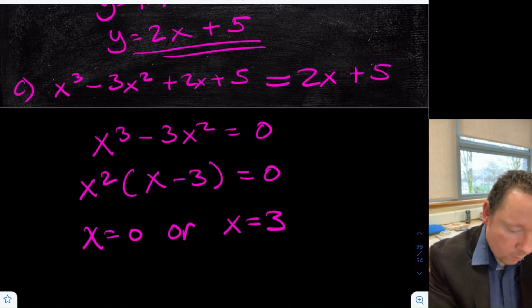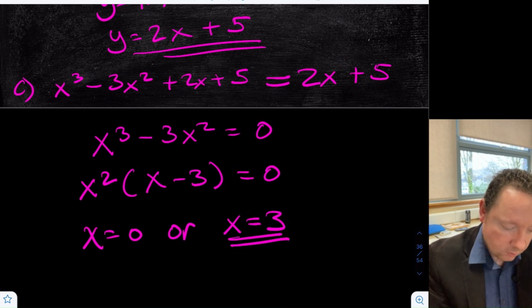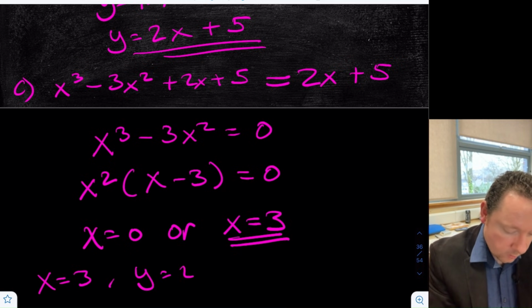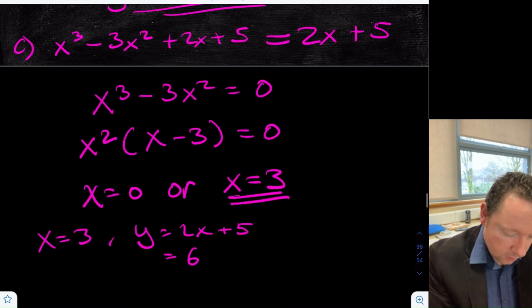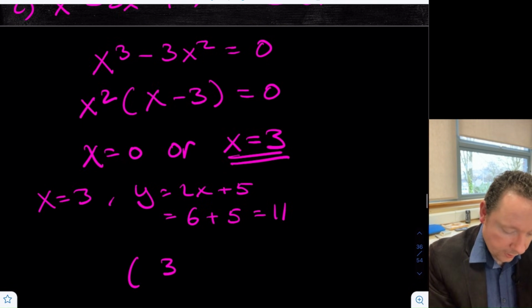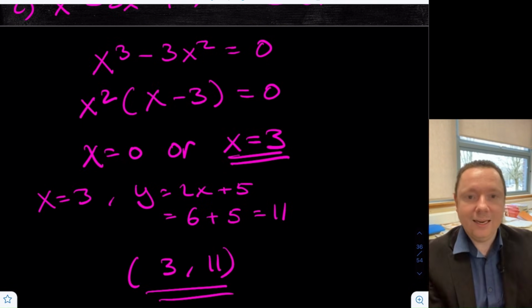Well, we already know 0 is one of our points, so the second point of intersection is x equals 3. So when x equals 3, y equals 2x plus 5. So that is 2 times 3, which is 6, plus 5, which is 11. The second point is 3, 11, and we're done there.